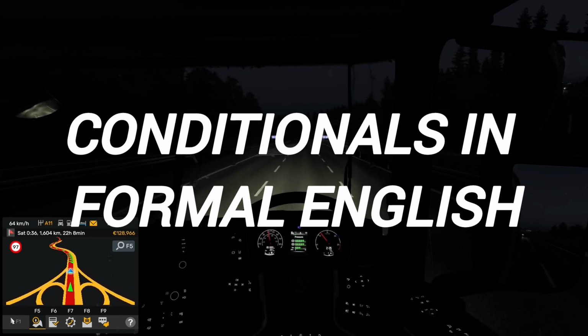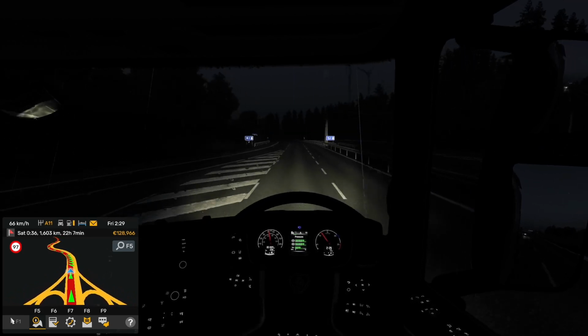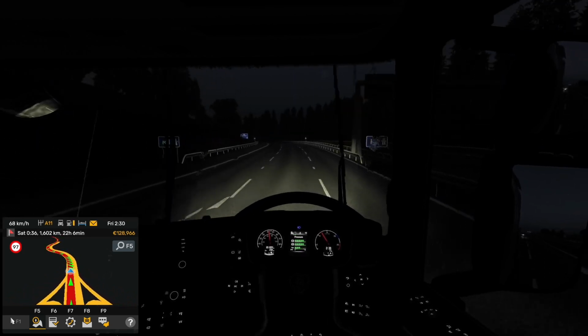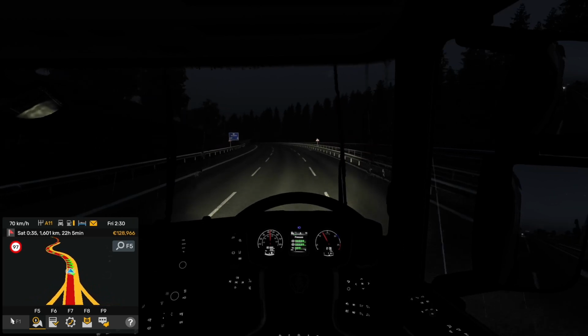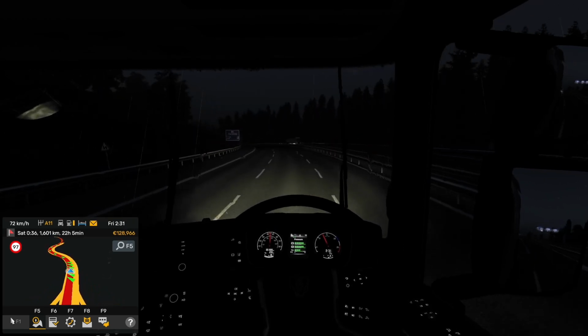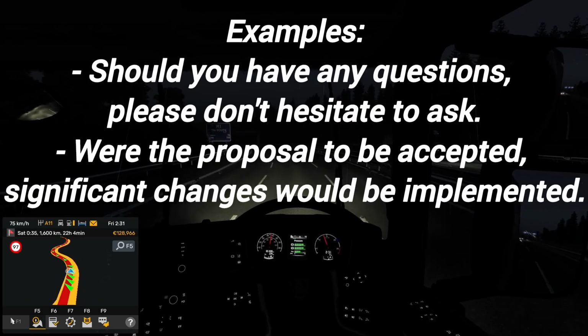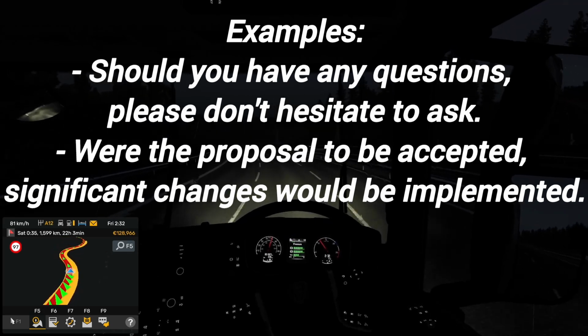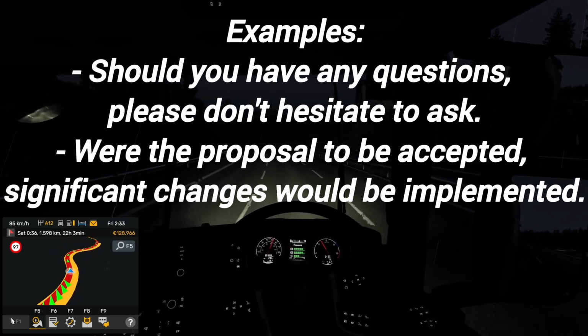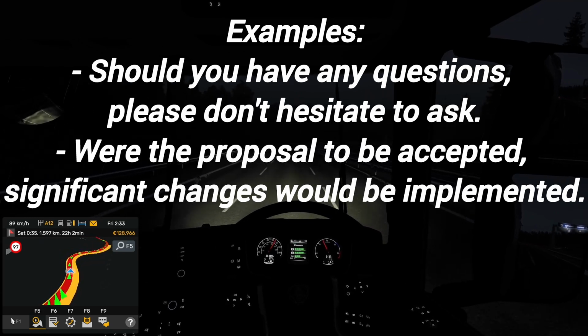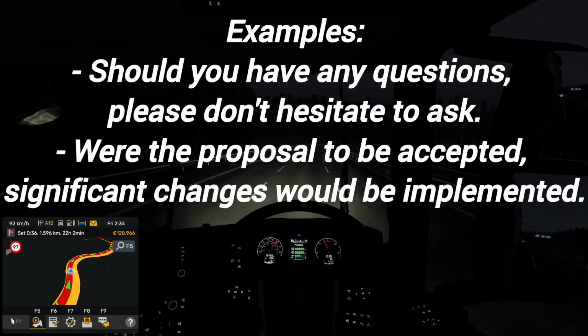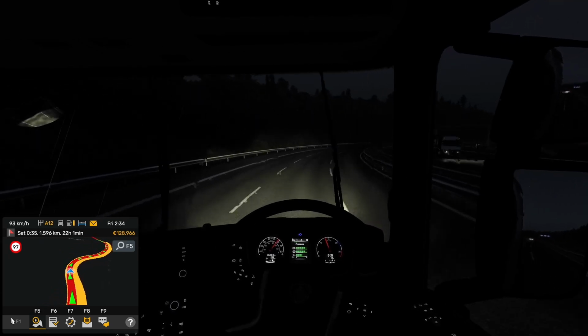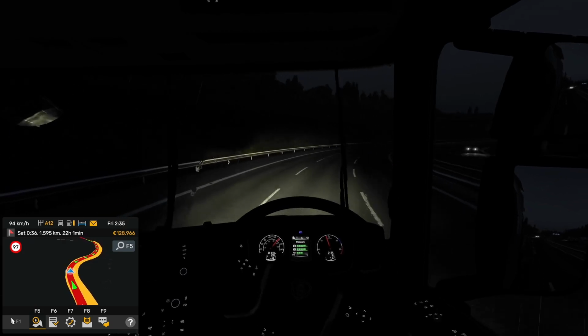Conditionals in formal English. In more formal contexts like academic writing or business communications, you might encounter some variations of conditionals. Examples. Should you have any questions, please don't hesitate to ask. Were the proposal to be accepted, significant changes would be implemented. These forms often use inversion, putting the verb before the subject, and can sound quite formal.